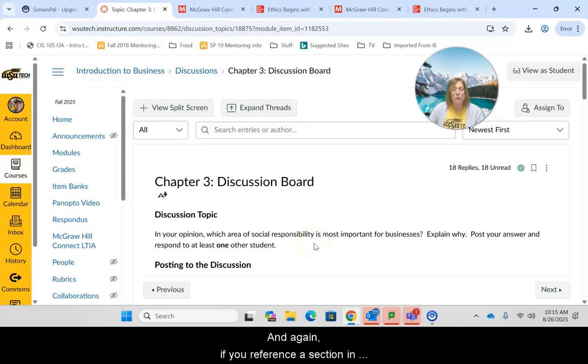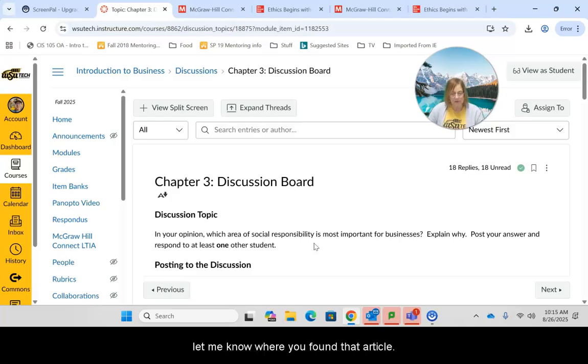And again, if you reference a section in the textbook, make sure you put the page number down. If you reference an article, which some of you have put some articles out on the first one, and those were some really interesting articles, put a link to the article.